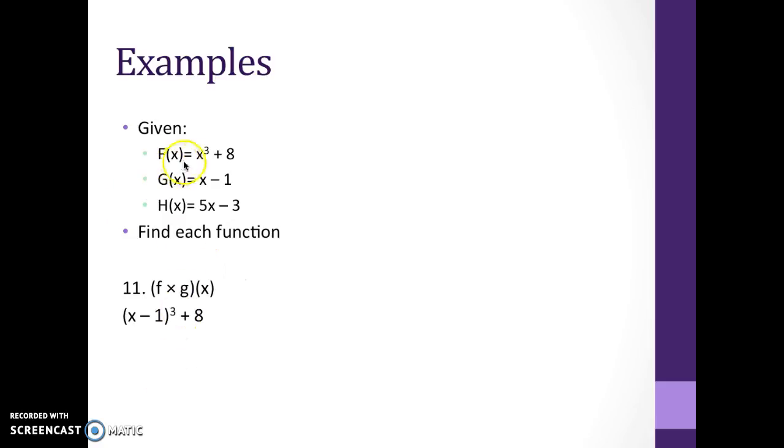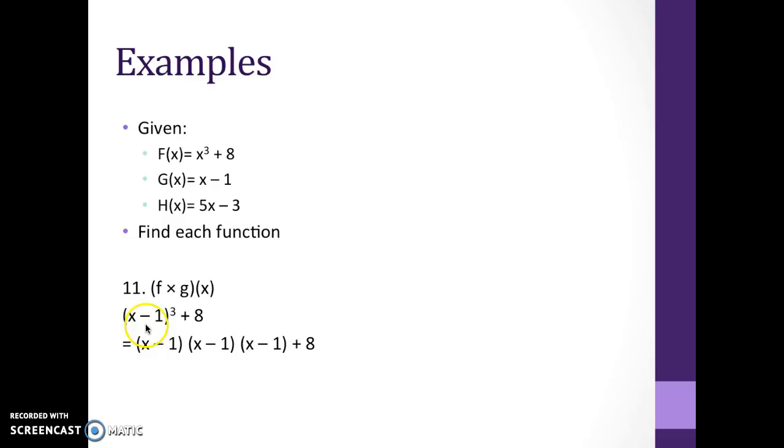Our f function is going to be this x cubed plus 8. And so in number 11, where we plug in our x value, we're just going to plug in that g. So we have x minus 1 is our g value. So we're going to plug in x minus 1 for x in our first function. Now we have x minus 1 cubed plus 8.